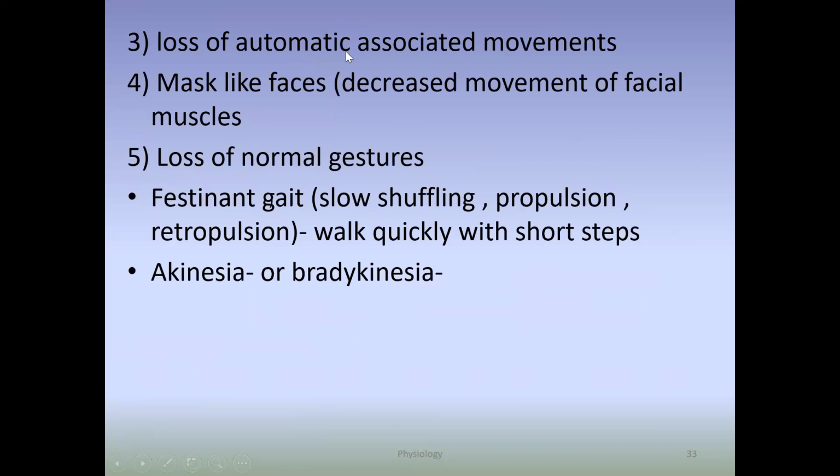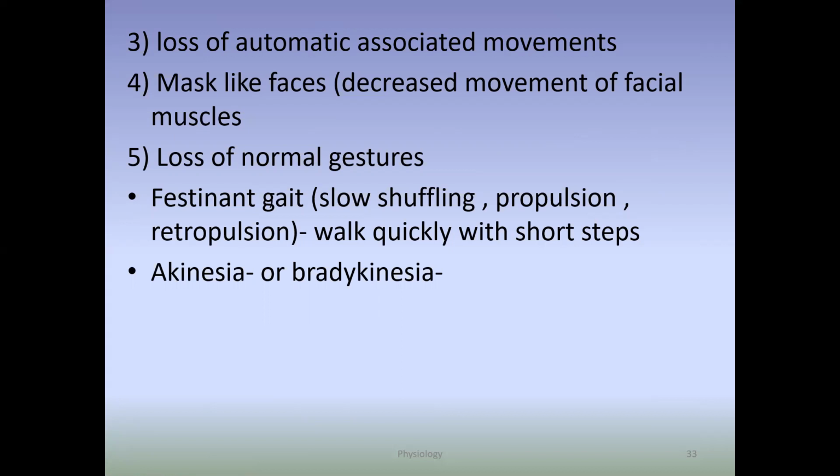Third is loss of automatic associated movement. If you look at a Parkinson patient and a normal person, and ask them to walk, there is normal movement in the normal person during walking. While walking, there is also movement of both upper limbs. But in the case of a Parkinson patient, there is a loss of automatic associated movement. That means both upper limbs are in a fixed position. There is no movement of both upper limbs. Okay, that is called loss of automatic associated movements.